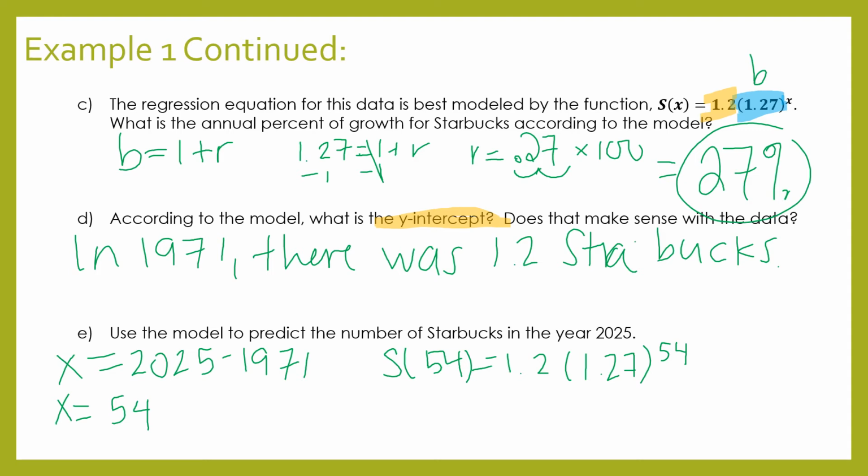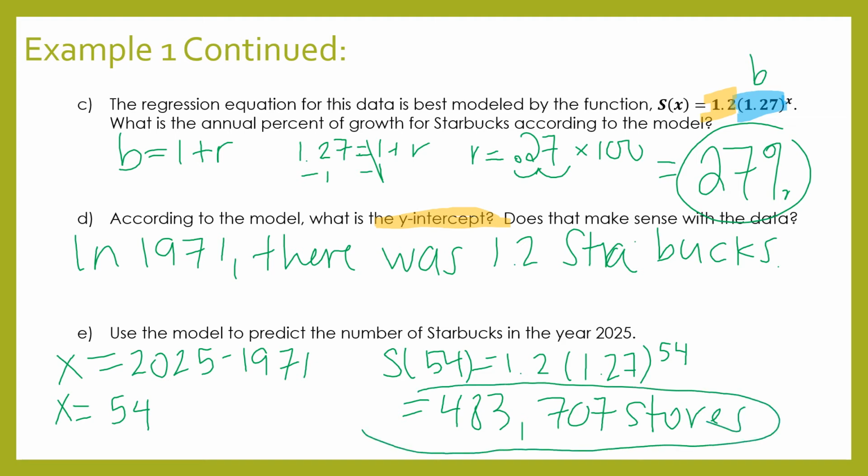All right, I got 483,700 and it says 6.783, and it keeps going. We can't have part of a store, so we're just going to round that to the nearest whole number. So we're going to say 707 stores. And that is assuming that this rate continues. Like I said before, probably not going to keep growing at 27% increase per year.